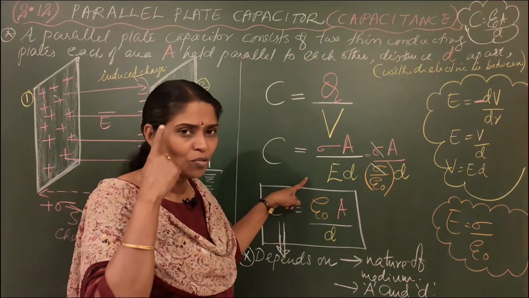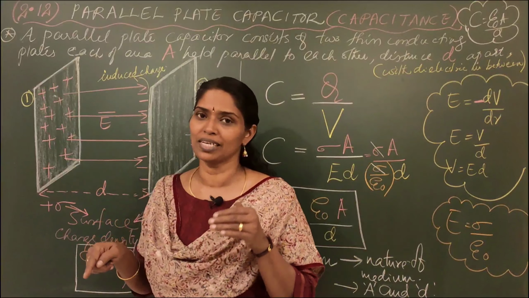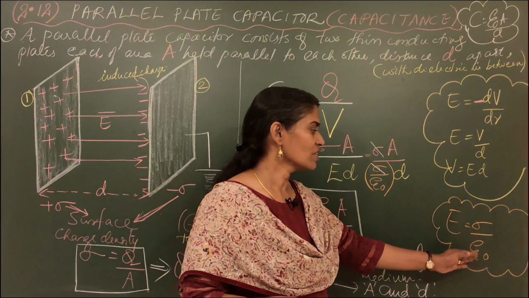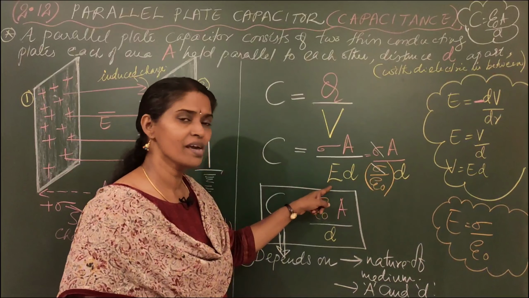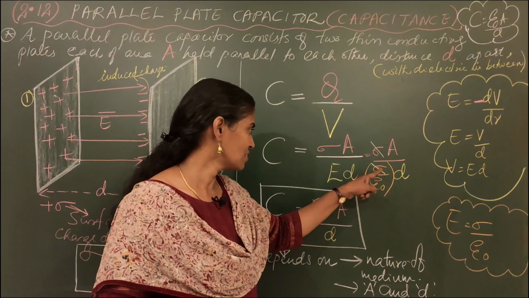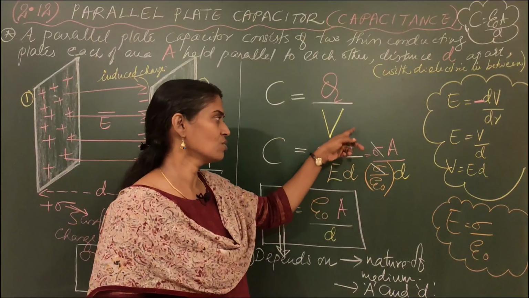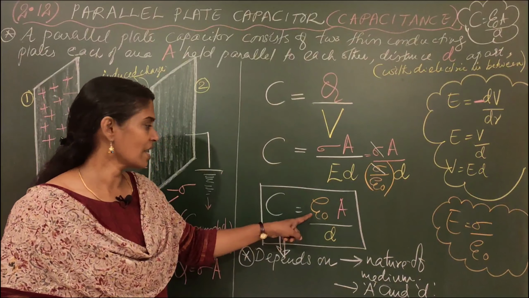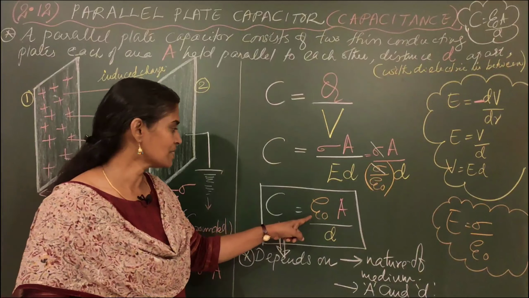Now again one more recap. E is equal to sigma by epsilon for a parallel plate, as we have studied in the application of Gauss's law. Here the electric field is 0, here the electric field is 0, and here it is equal to sigma by epsilon 0. You can go to the Gauss's law videos to check how it comes as sigma by epsilon 0. So E is equal to sigma by epsilon 0. Substituting for E, sigma and sigma cancel, epsilon 0 goes up, so you have the equation C equals epsilon 0 A by d.